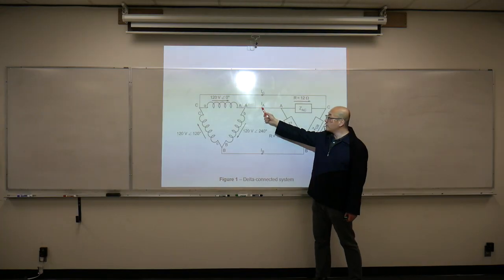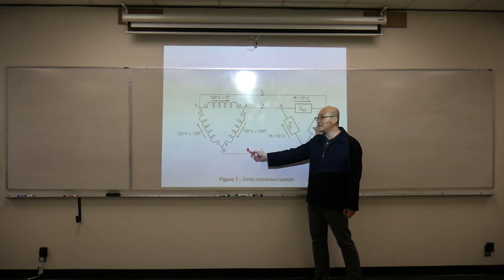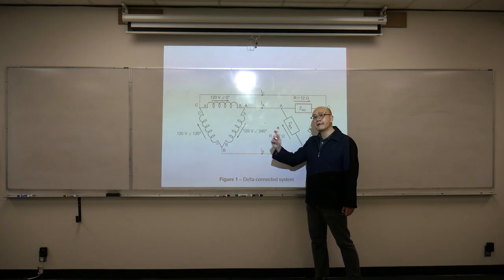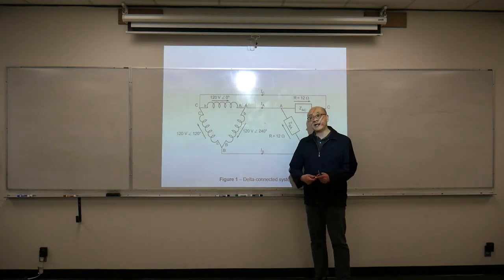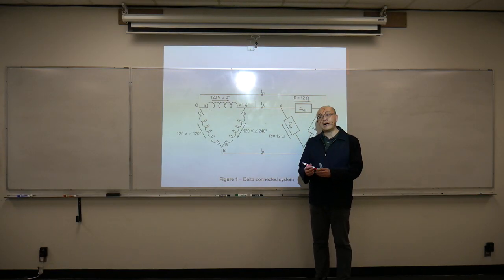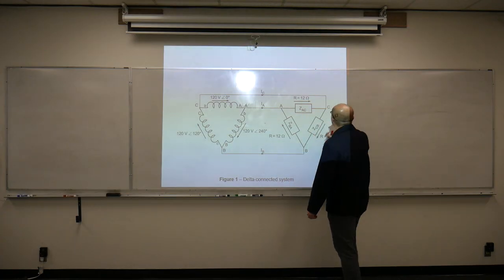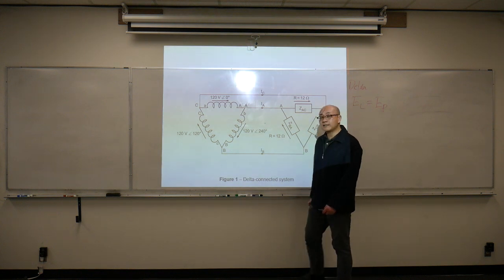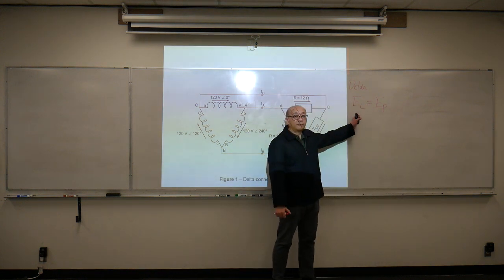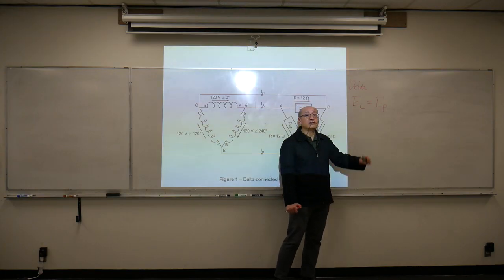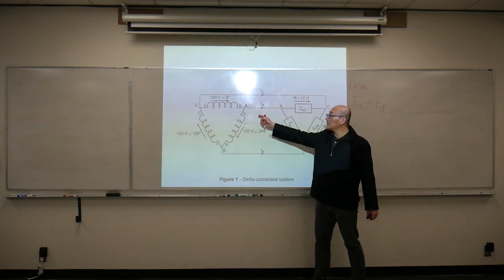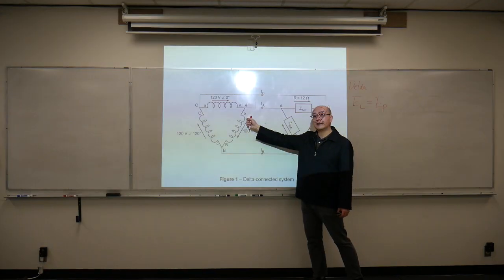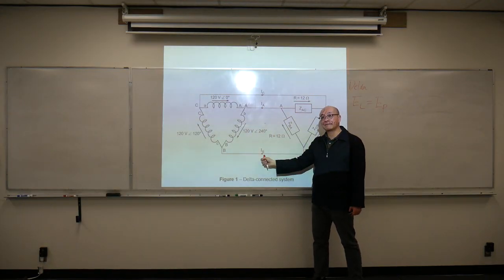So my line voltage from A to B will be the same as my phase voltage because they are in parallel. So here's the important rule you have to remember for the delta system. For the delta system, the line voltage and the phase voltage will be the same because they are in parallel. Down here, here's your phase, here's your line.